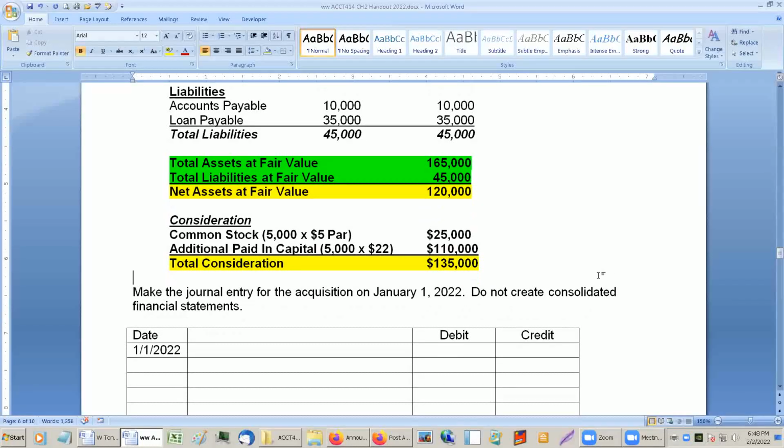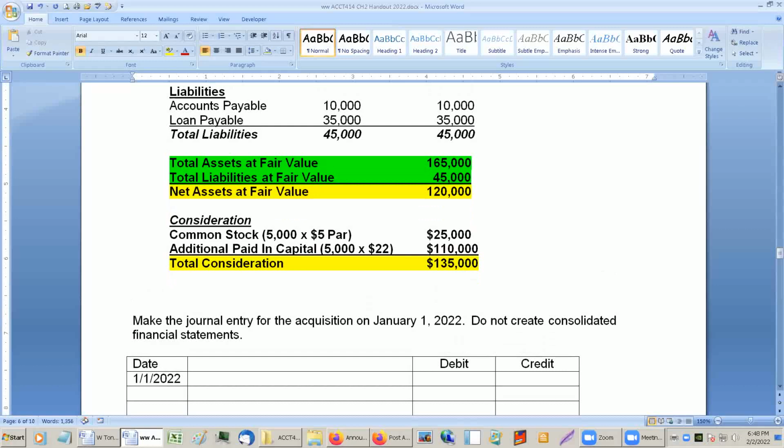But in this case, the consideration is 135. So we're going to have goodwill, because we pay more than the fair value. So this will be goodwill of 15,000.